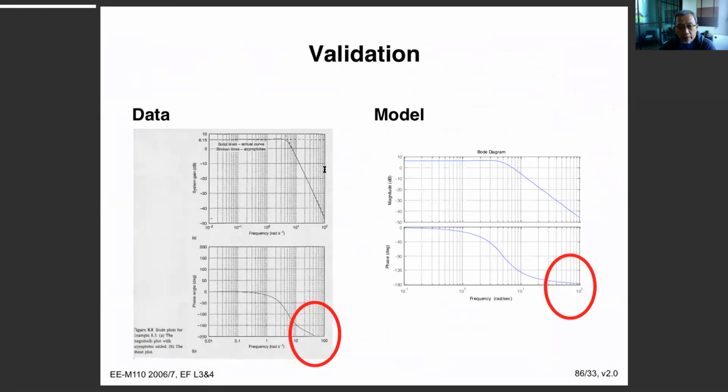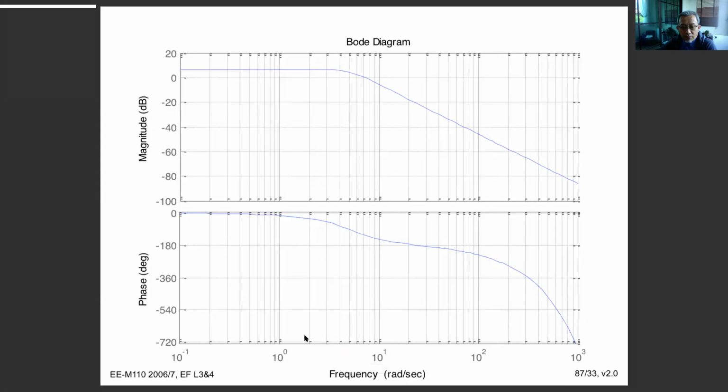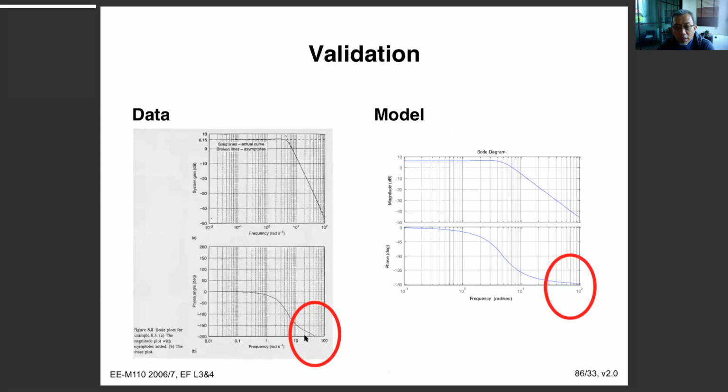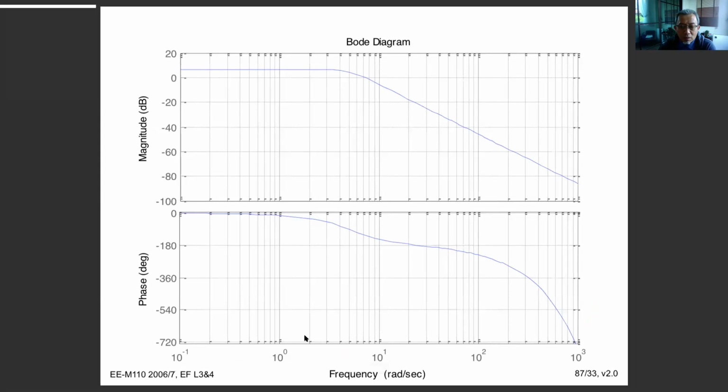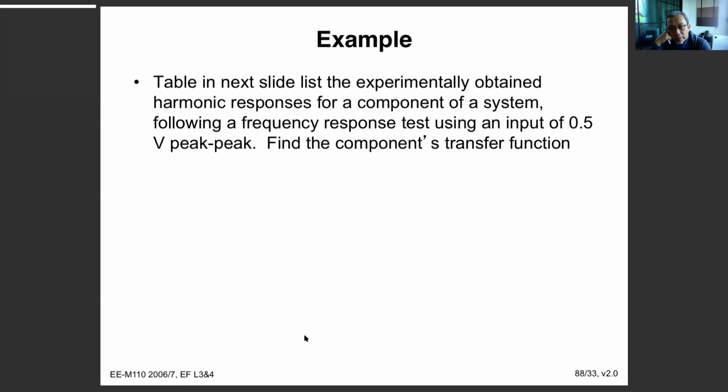So you can see that when you compare the data and the model, this is the real data that we get, and this is the model. You can see that the model's phase flattened at minus 180 degrees, but this one is not flattened at minus 180 degrees, meaning that the system has a time delay. That's why we have to include the time delay, about 1 second, in the model structure, so that you can find the exact prediction, which is equal to the real value.